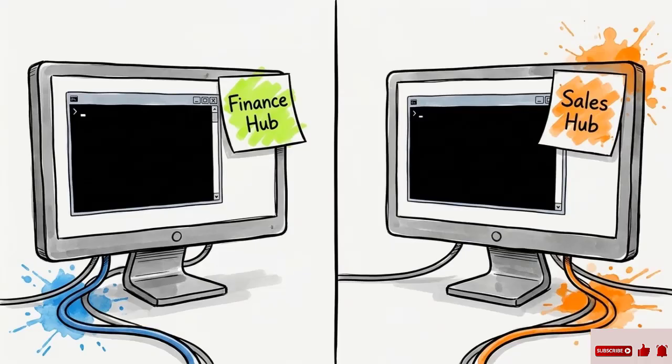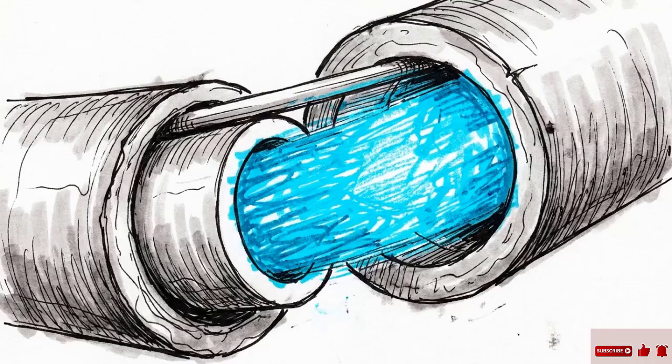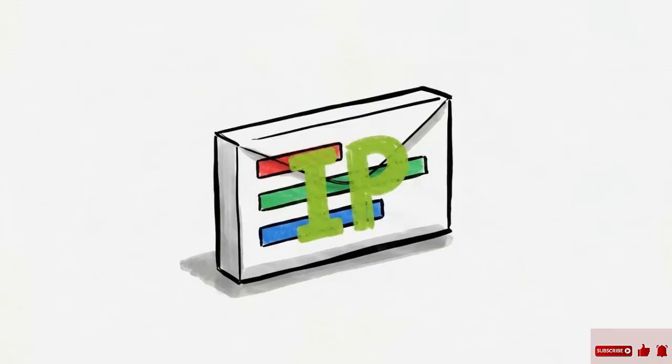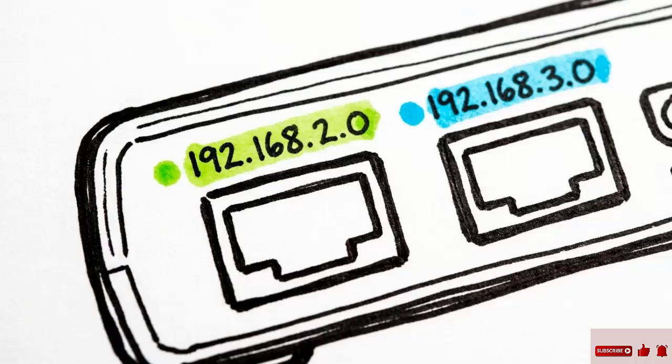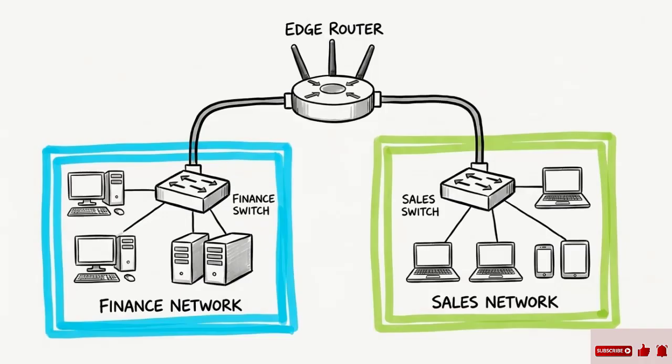Open the command prompt on the individual machines located inside the finance and sales networks. Type ipconfig /renew. This forces the computers to contact the DHCP server and request an updated address. Notice the newly assigned IP numbers. The router assigns a distinct IP range to each port. Finance receives a completely different subnetwork address than sales, confirming they are logically isolated from one another.